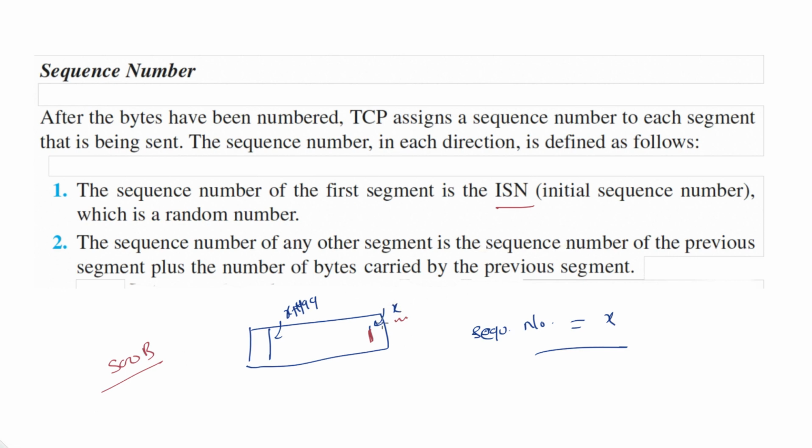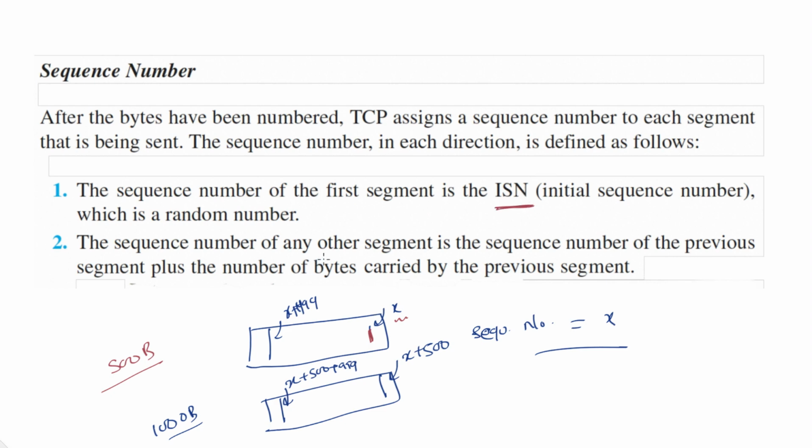And for every segment, if you are sending the next segment, you do not need to generate a random number. For the next segment, you will have X plus 500 as the first byte. And this will be based on the data. Let's suppose this is 1000 bytes of data. Then you will have X plus 500 plus 999, something like this. But for sending the first packet, you will be generating something called the initial sequence number.